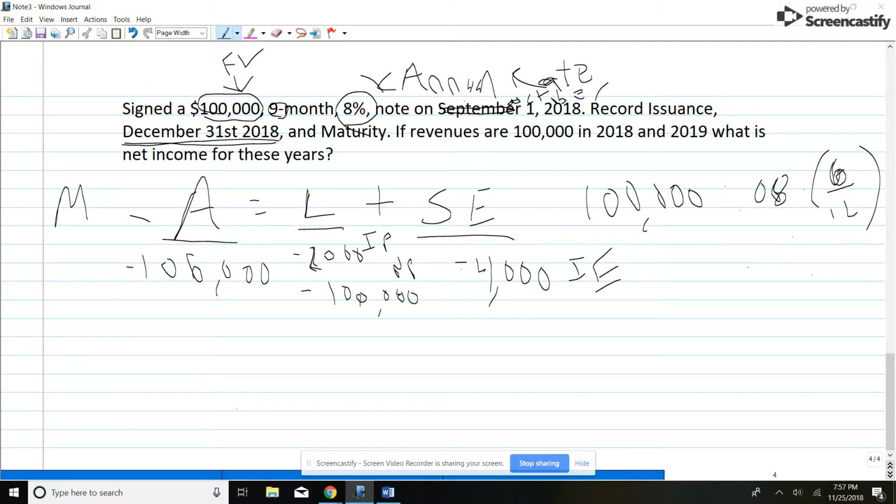So both ways work. Whatever feels more comfortable to you. As you can see, both keep the accounting equation in balance. So again, whatever makes more sense to you, go for it.